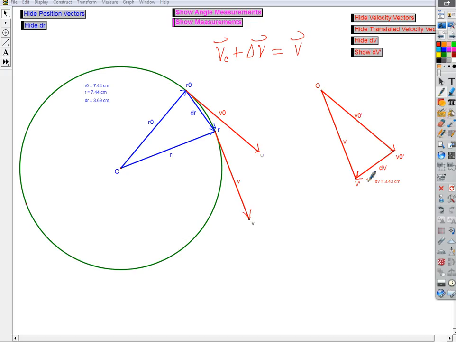They're similar. Why are they similar? What about these angles? Think about this angle right here for a second. Think about that angle and this angle. They have to be congruent, don't they? Because the red vector, how is the red vector related to the blue vector here? They're at right angles, aren't they?